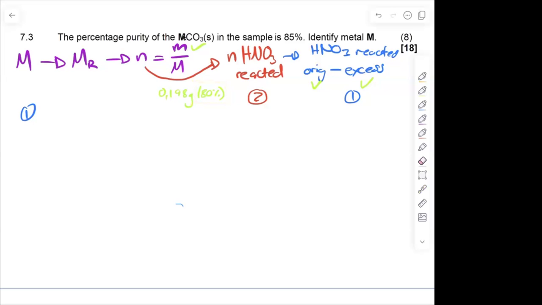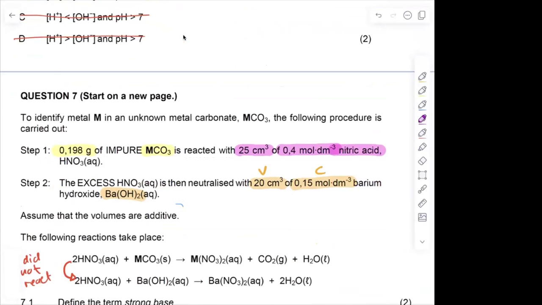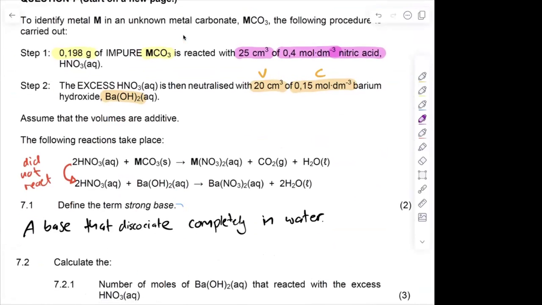Let me actually write this in a color that's more easily seen. So again, the mass in grams is going to be 0,198 times 80% because it's only 80% pure, all right? So now if I find the mass, then I can find the molar mass. What I need as well is the number of moles. Now, how do I find the number of moles of our MCO3? The only way I can find the number of moles of our MCO3 in this case is if I use stoichiometry, right? Remember what we did before.